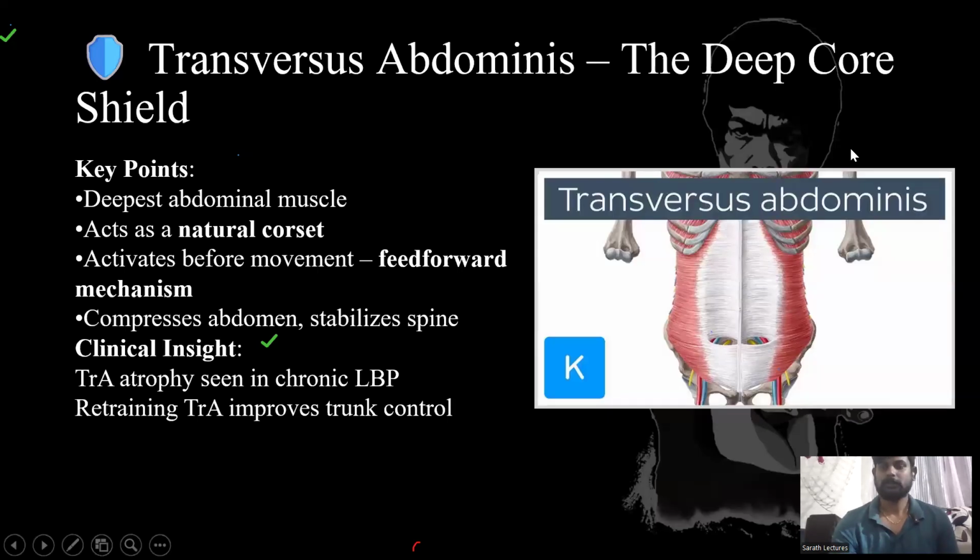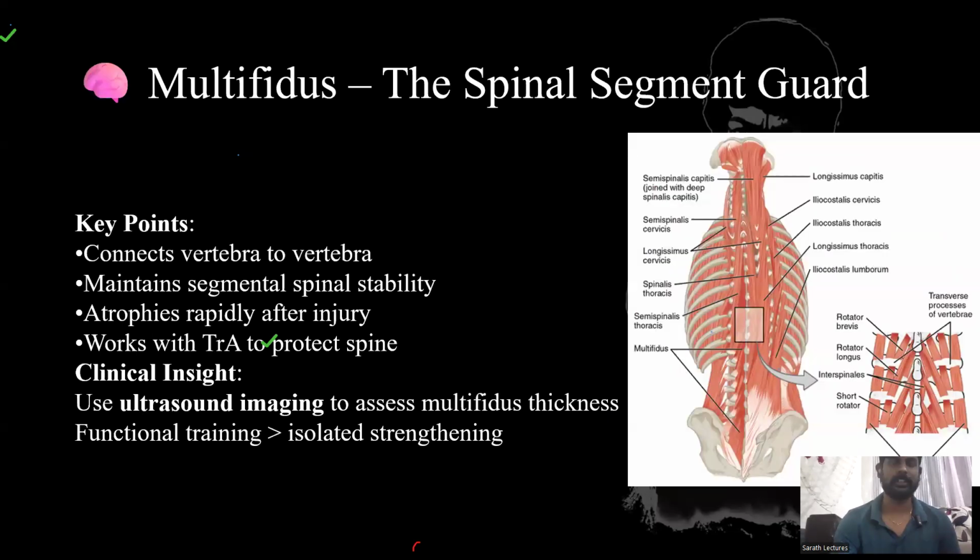Now, thank you so much for your feedback. Now we'll go to the next slide. So that is the multifidus muscle. What is the main function of the multifidus muscle? It is like a segment guard. What is meant by segment guard? Anybody, any answer? What is meant by segment guard? Spinal segment guard.